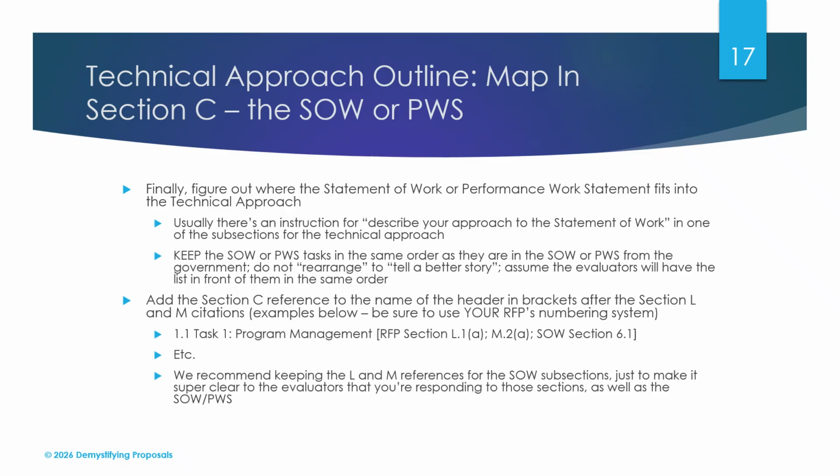Then add the section C references to the name of the header in the brackets after the L and M citations. So, for example, task 1, program management, which might be the first section of the statement of work tasks. You want to include the L reference and the M reference for the technical approach, and then add the statement of work reference, which in this case is section 6.1, and then do that for all of the other tasks.